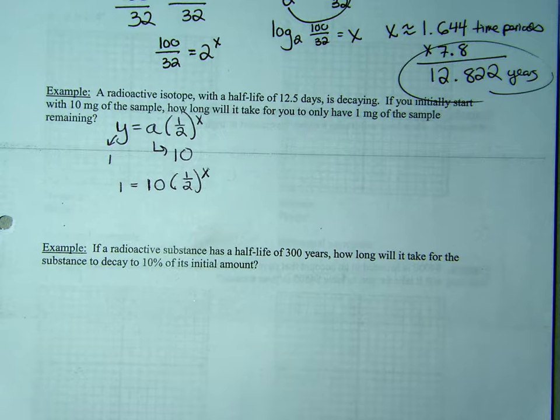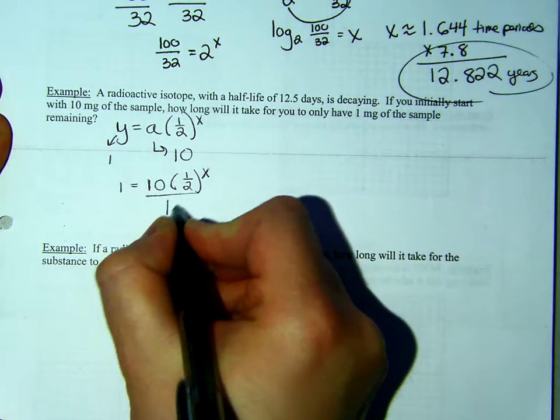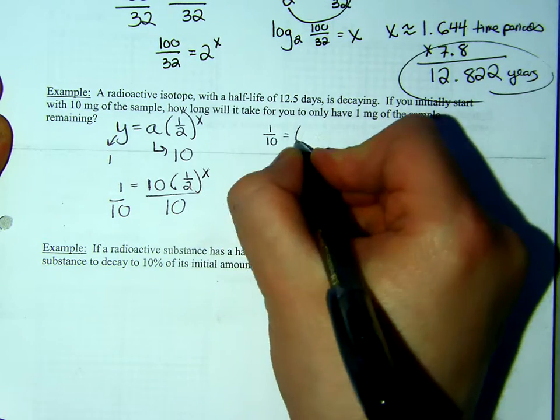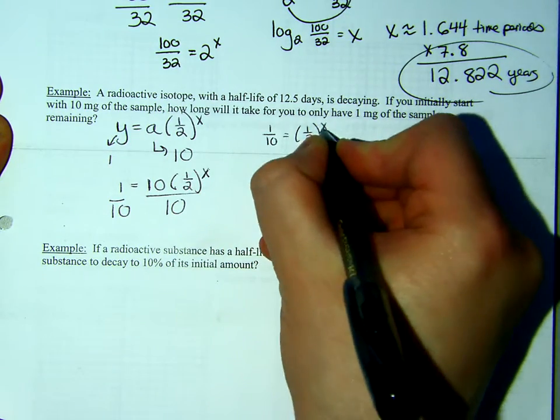Can you tell if this is just a plug-in problem or a problem where we have to use logs? Logs, because we don't know the power. If we knew the power, we would just plug in. I'm not ready to use logs, though. I feel like I need to do something first. Divide by 10. So we're going to get 1/10 equals 1/2 raised to the x.